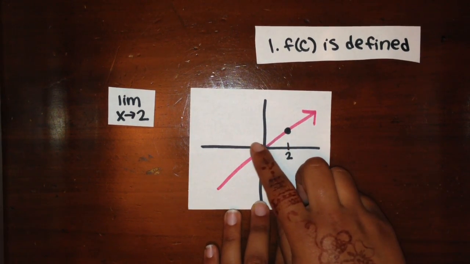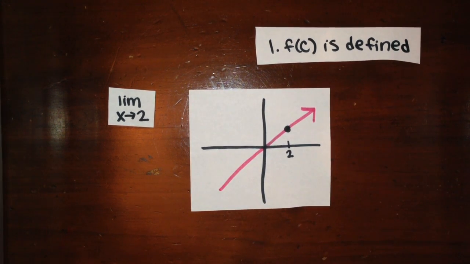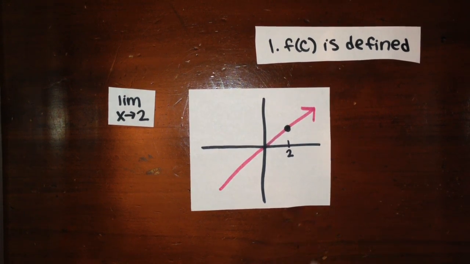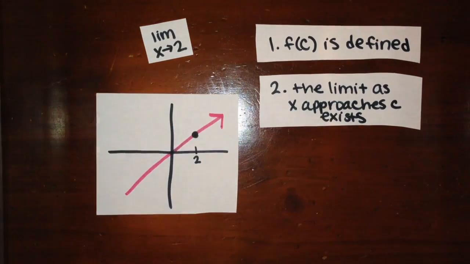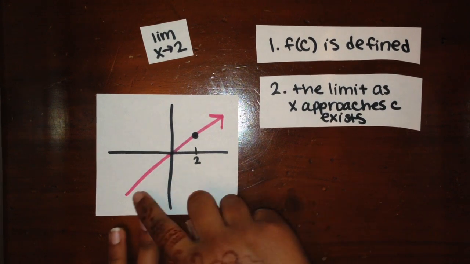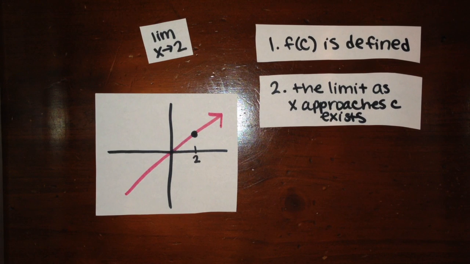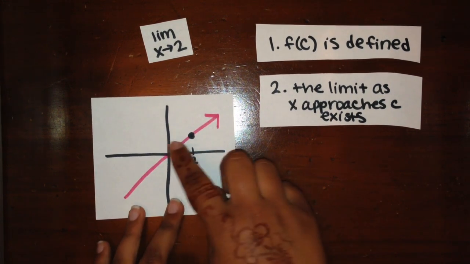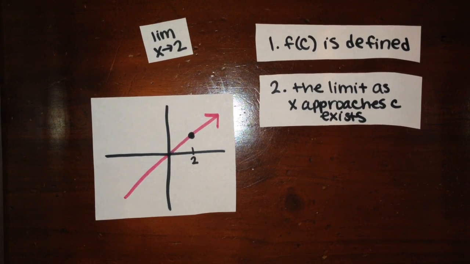Yes. I didn't put a number there, but let's say that equals 1. So our f of c equals 1, that's good, it's defined. We can move on to the second step. The second step is: does the limit as x approaches c exist? Does the left side of our graph meet the right side of our graph? Yes, it does. And where does it meet? Where y equals 1. So yes, number 2 also works.